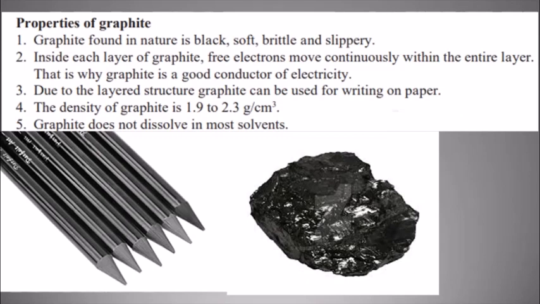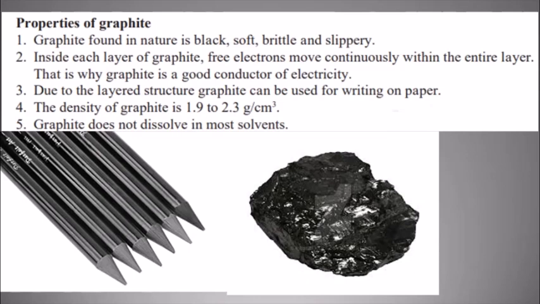Now why is it a good conductor of electricity? Because of the layers. As so many layers are present, electrons can freely move between those layers, and thus it is a good conductor of electricity. Also from the picture you can identify that it is black in color, it is soft, and it is slippery.